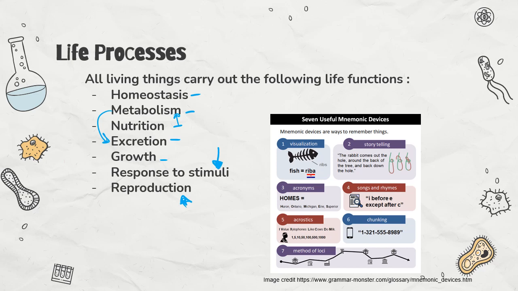You might need to, in some future quiz or test, write some of these. And so noodle on some of your favorite mnemonic devices. How can you memorize these 7 different functions of life? Can you come up with a super cool mnemonic device to memorize homeostasis, metabolism, nutrition, excretion, growth, response to stimuli, and reproduction? Noodle on it. We'll talk about it in class.